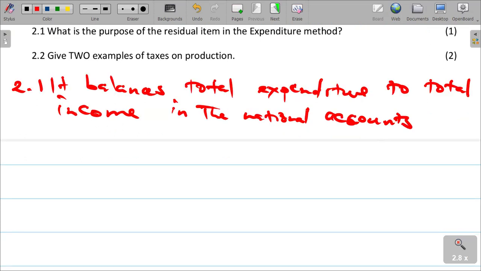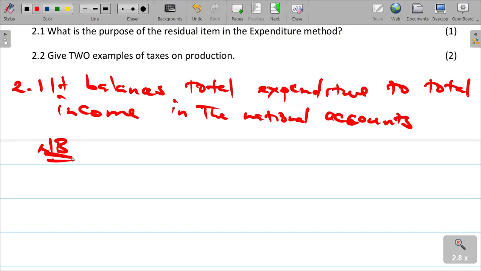So what we need to understand is that the residual item actually adjusts for statistical differences, so that GDP, when calculated using different methods, balances correctly. You need to understand that it adjusts for statistical differences, in a case that when GDP is calculated using different methods, they balance correctly. That is what you need to know.